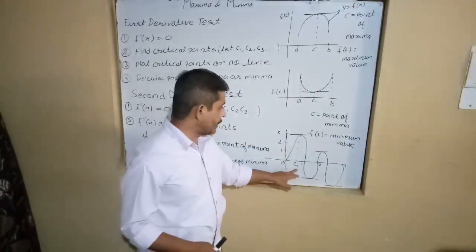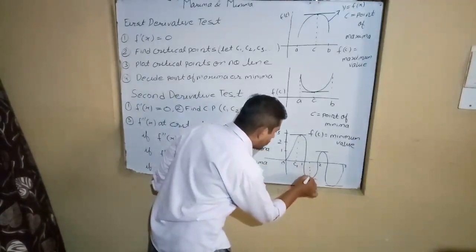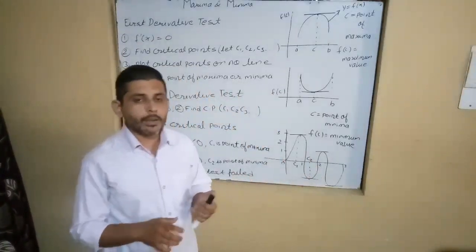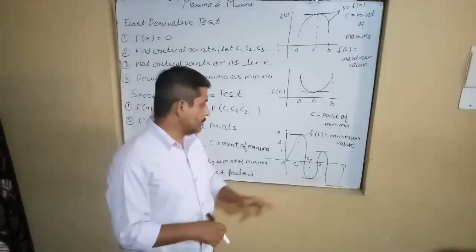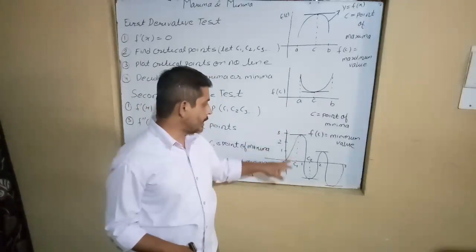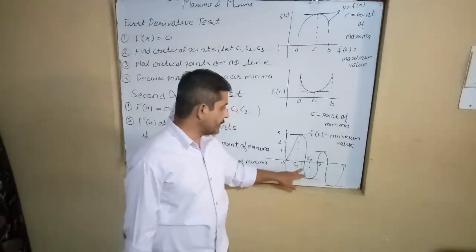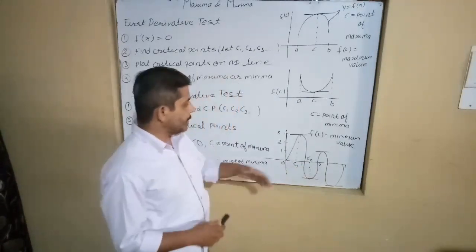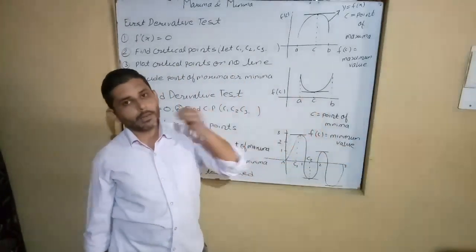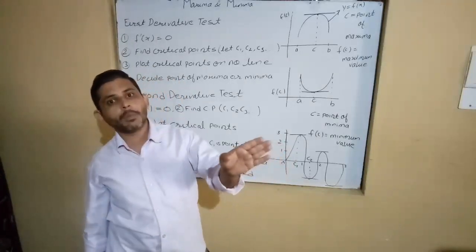That's why we call C1 a local maxima, and if we talk about this point, this is the point C2, and C2 is called a local minima and C1 is called a local maxima. C1 attains the maximum value in the interval 0 to 1. C2 attains the minimum value in the interval 1 to 2. Similarly, there are so many maxima and minima. That's why we use the words local minima and local maxima.